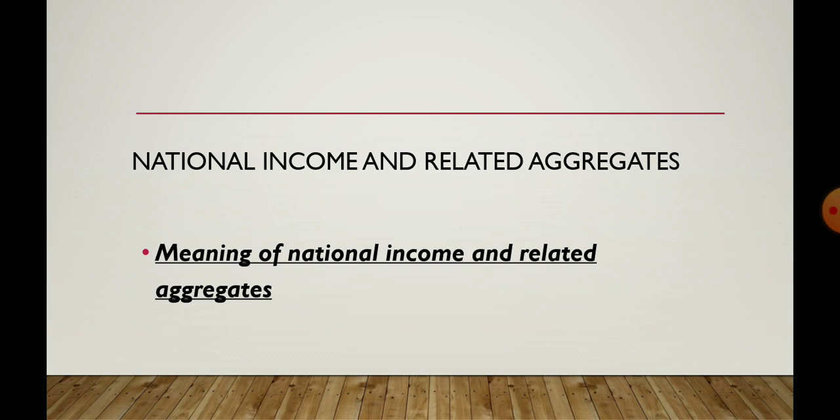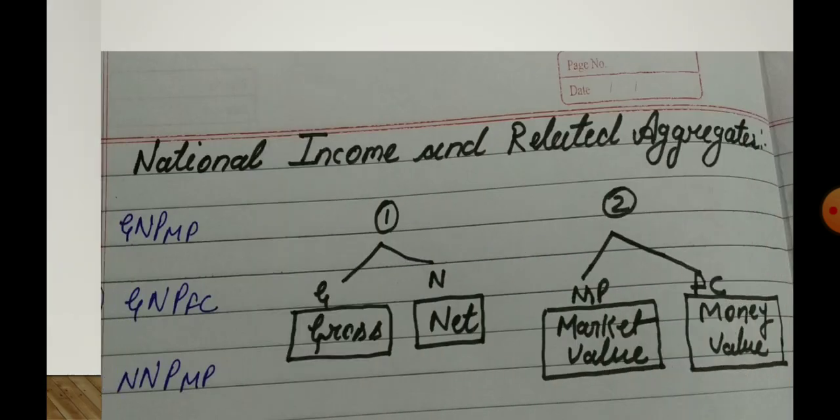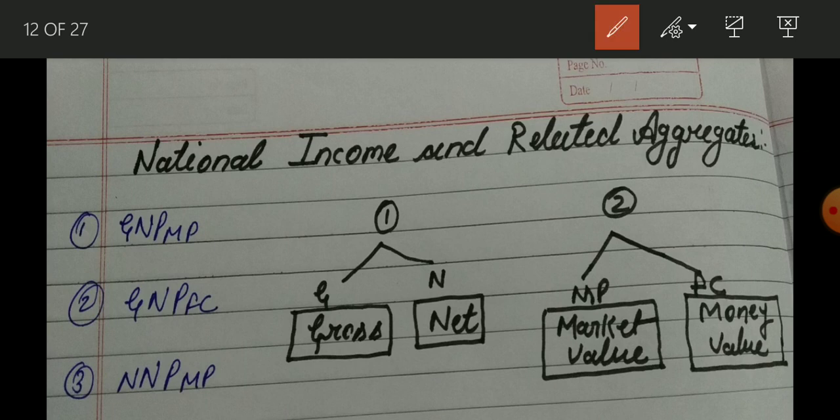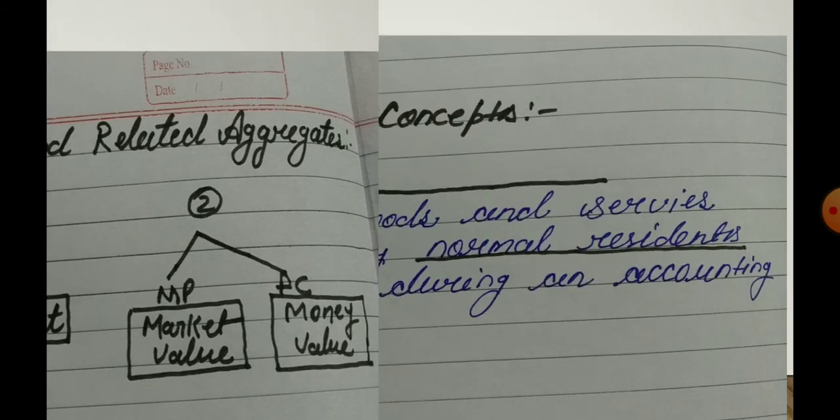Okay, now national income and related aggregates. Meaning of national income and related aggregates. So again, I'm going to give you these tricks. If at the first place G is written, then G stands for gross. If N is written, then N stands for net. And for MP we will write market value, and for FC we will write money value. Okay, let me start one by one.